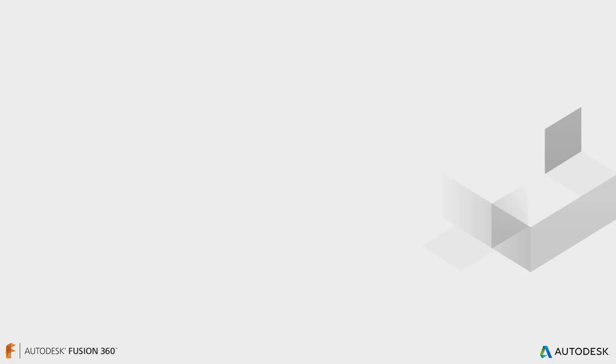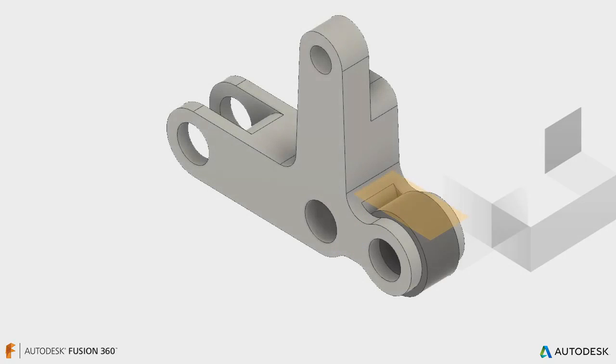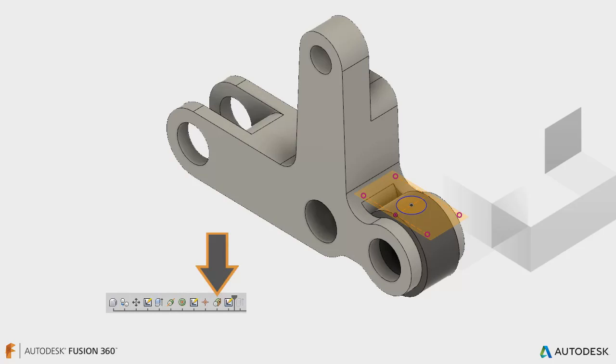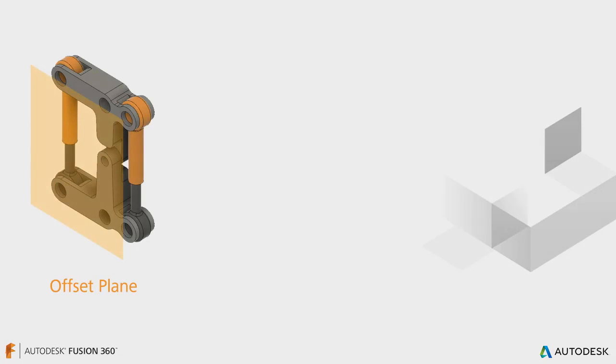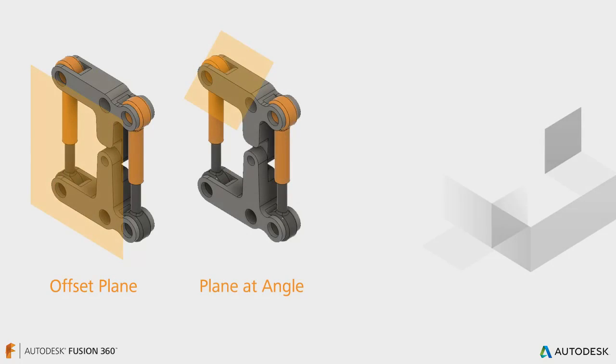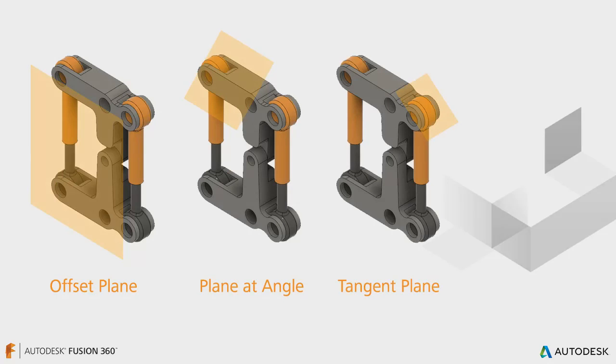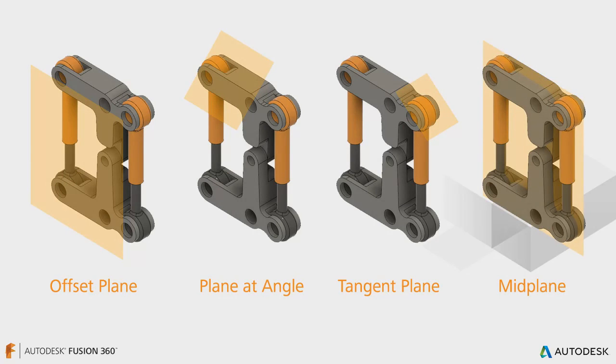Many features are created from sketches that lie on construction planes. These planes are added so that sketches can be strategically placed at a certain angle or position relative to the model. Each construction plane is added as a parametric feature in the timeline, allowing for them to update as necessary when modifications are made. Let's take a look at how to add 4 different plane types: an offset plane, a plane at an angle, a tangent plane, and a midplane.